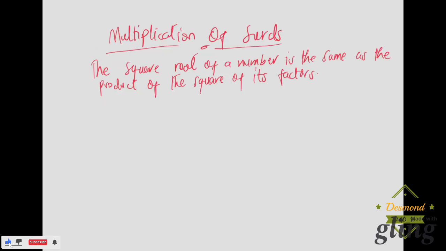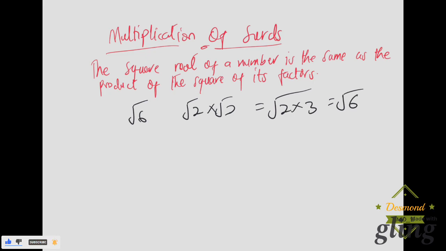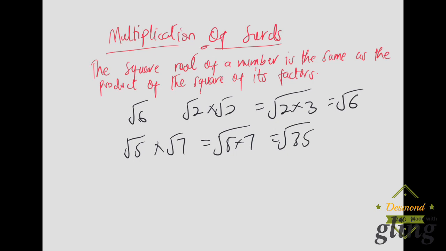Now let's look at the multiplication of surds. As we stated earlier, the square root of 2 times 3 is equal to root 6. That's the reverse of the rule. Also, we can reverse this one as root 5 times root 7, which is the same as root of 5 times 7. Then we get root 35, the same thing, right?